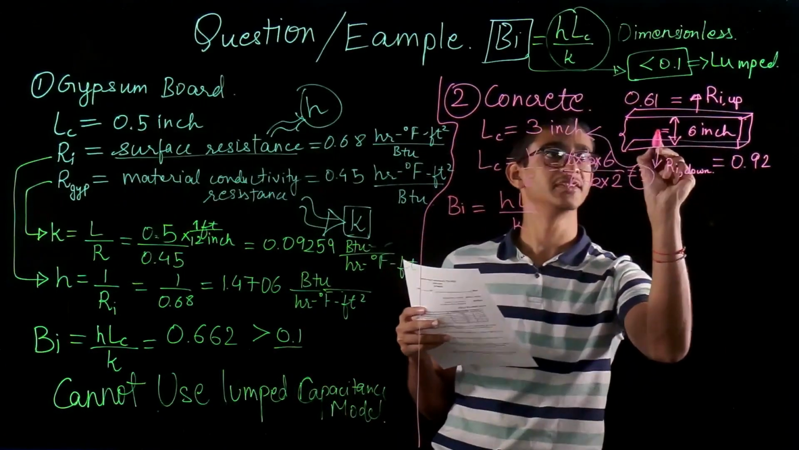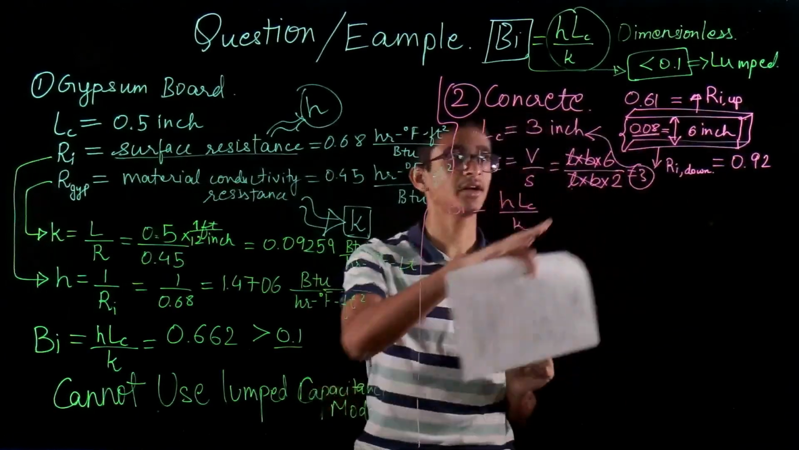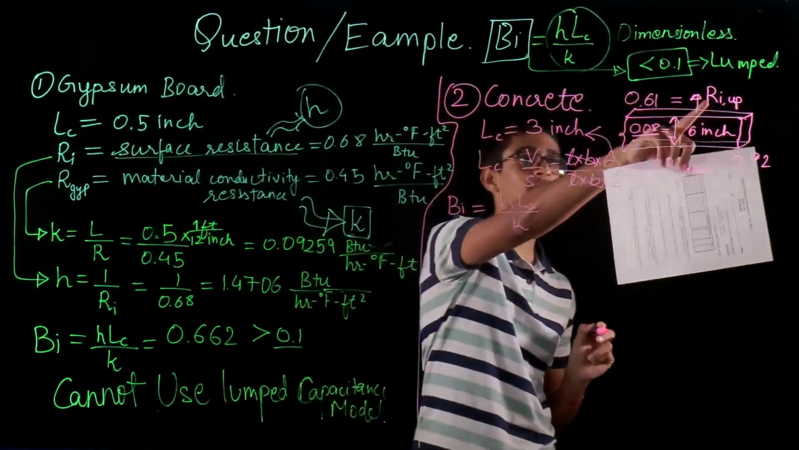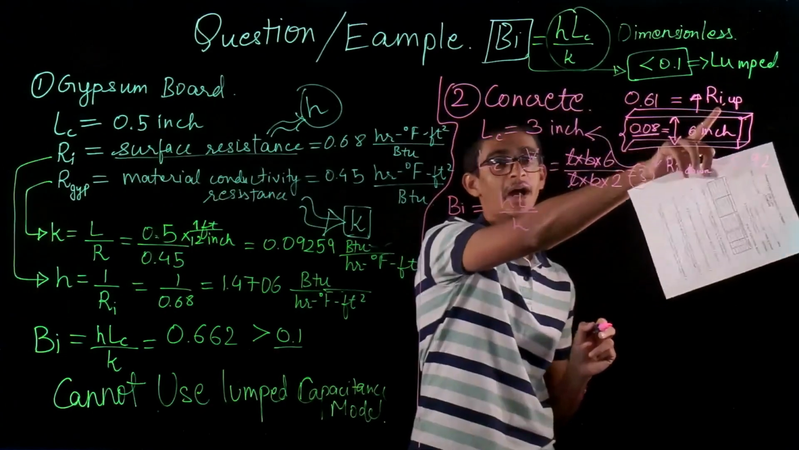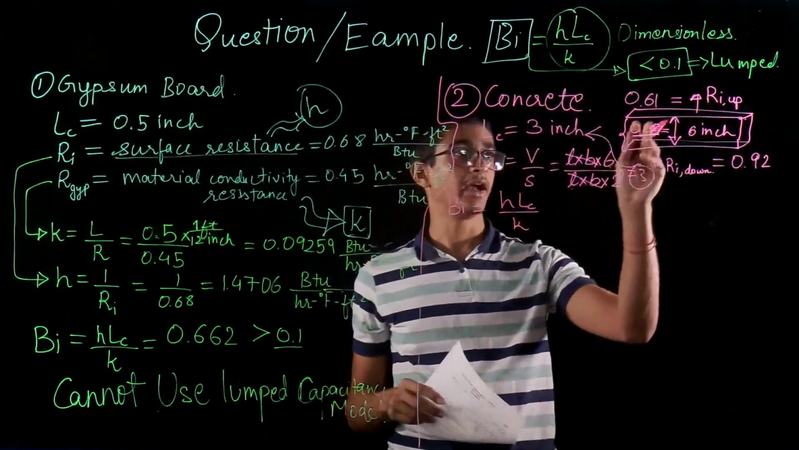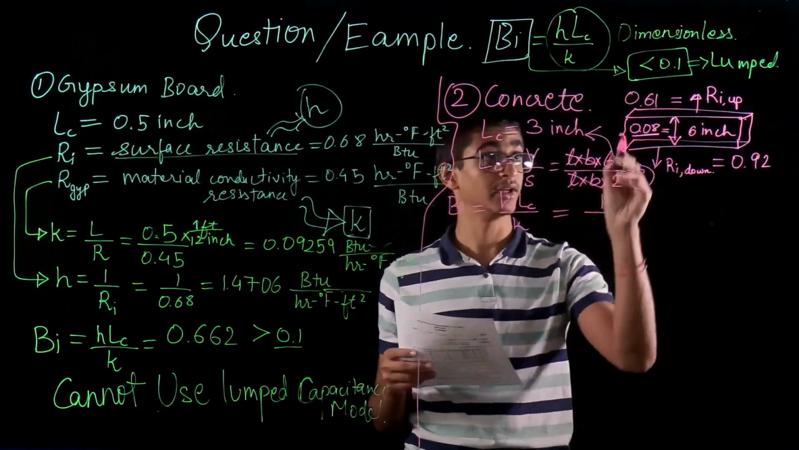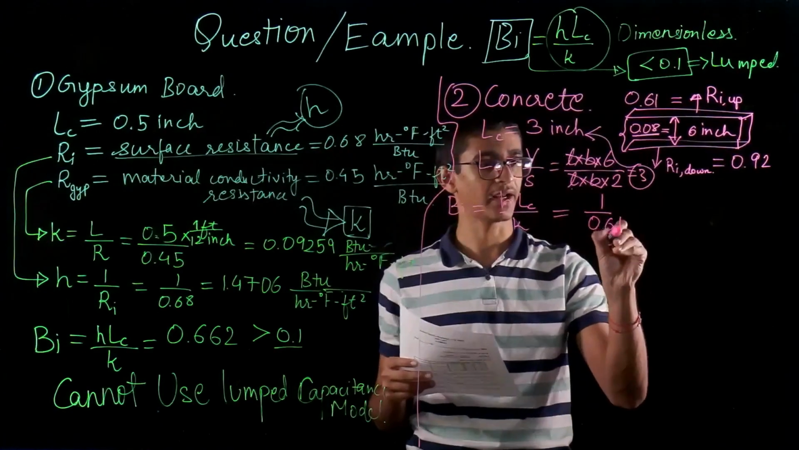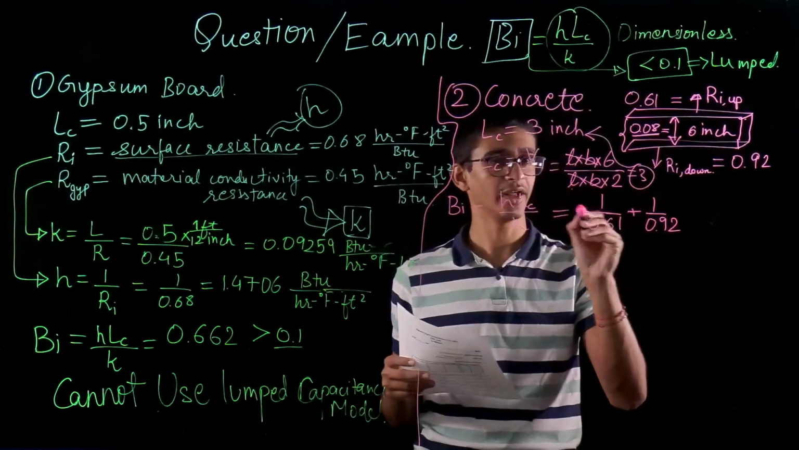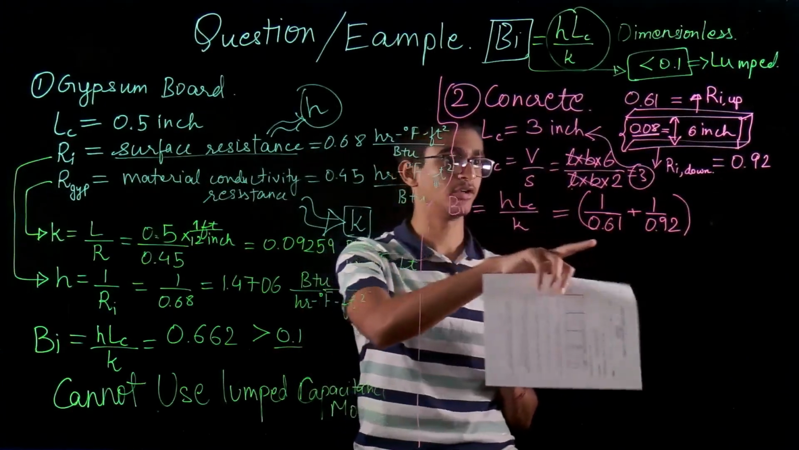The resistance is given by 0.08. That's the resistance value for my concrete. But the H value is dependent on 2 factors now, which is R up and R down. So there are 2 surfaces and these are in parallel. So hence the reciprocals are added to get the resistance, and hence I have my H value like that.